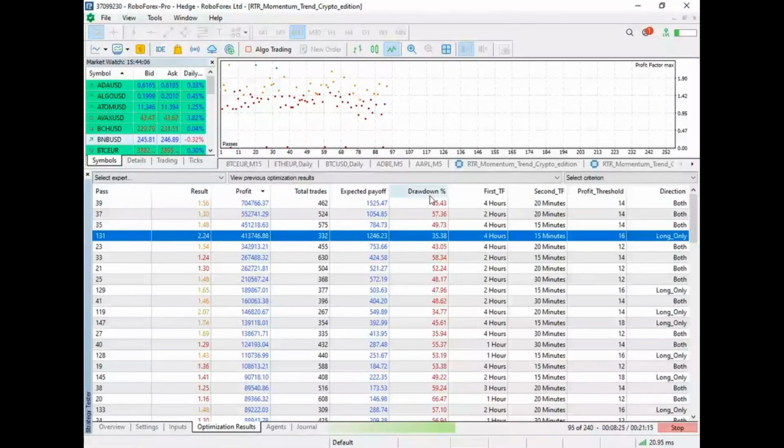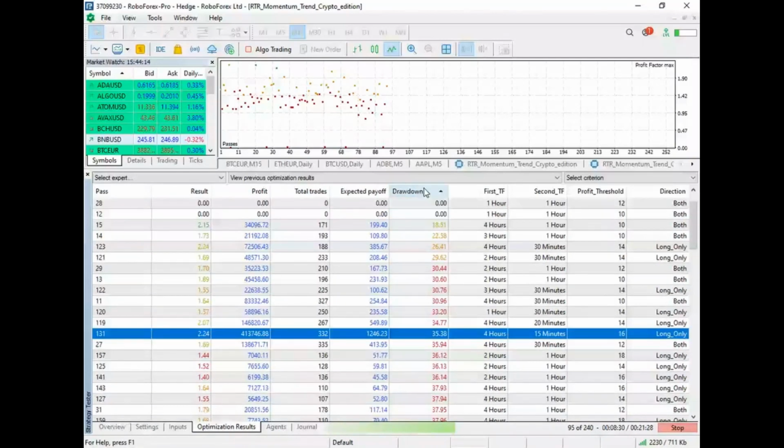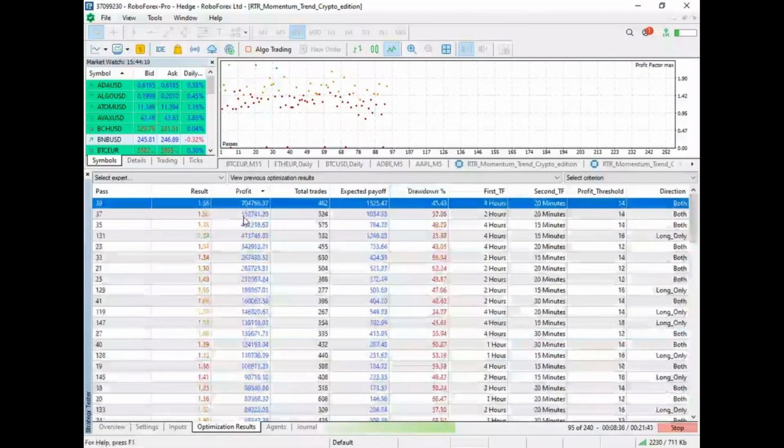This drawdown column here is maximum drawdown, so it's the maximum drawdown over this 6-year test. Sometimes we don't always pick the top result. Sometimes we pick a result near the top that has a lower drawdown.